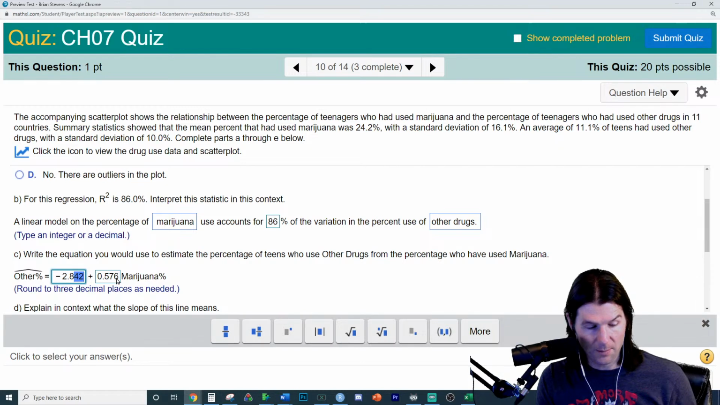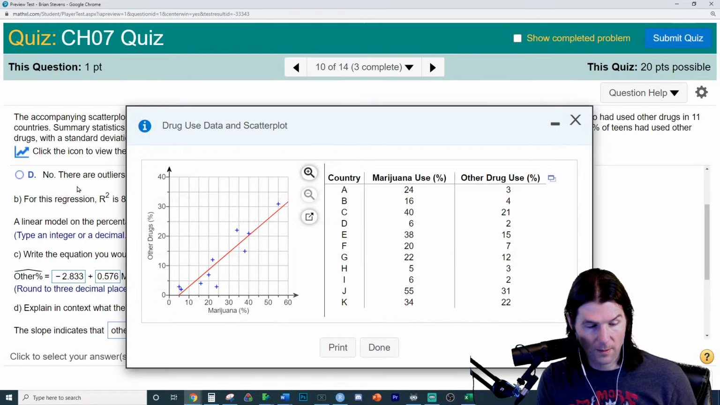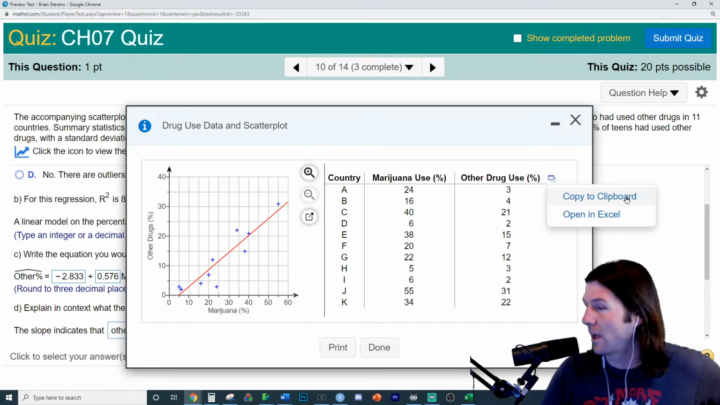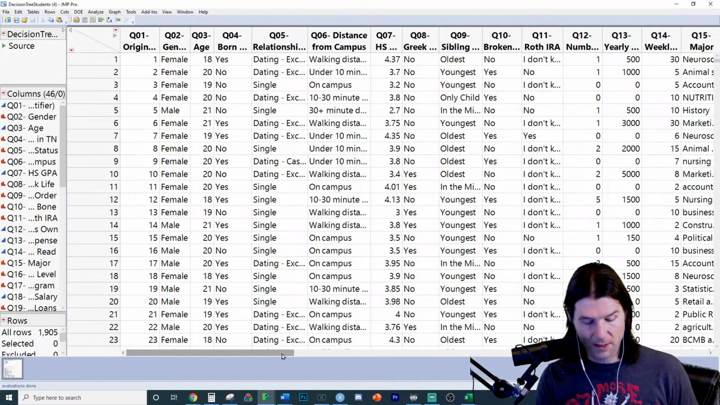It's this intercept. I'm trying to see... We can't just copy the data, can we? Oh, this is going to make life way easier. Okay. Why didn't I just do it this way? Here, life is 10 times easier.